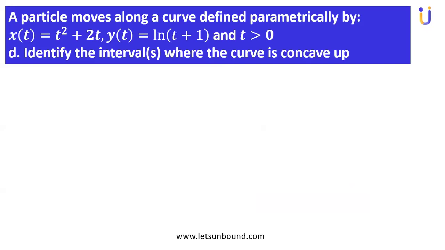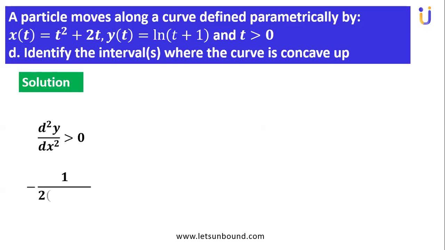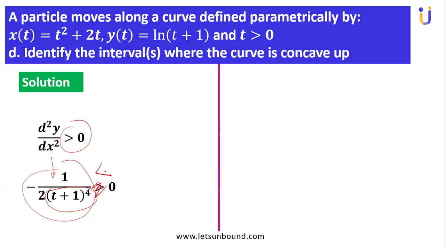Next, identify the intervals where the curve is concave up. So concavity, second derivative, we already had the second derivative. Up means it should always be greater than 0. But as we found, minus 1/2, 2 is positive, 1 is positive, t plus 1 will always be greater than 0. But I need a positive, and this will be negative every time. So this is actually less than 0. So there is no concave up part in the entire curve.